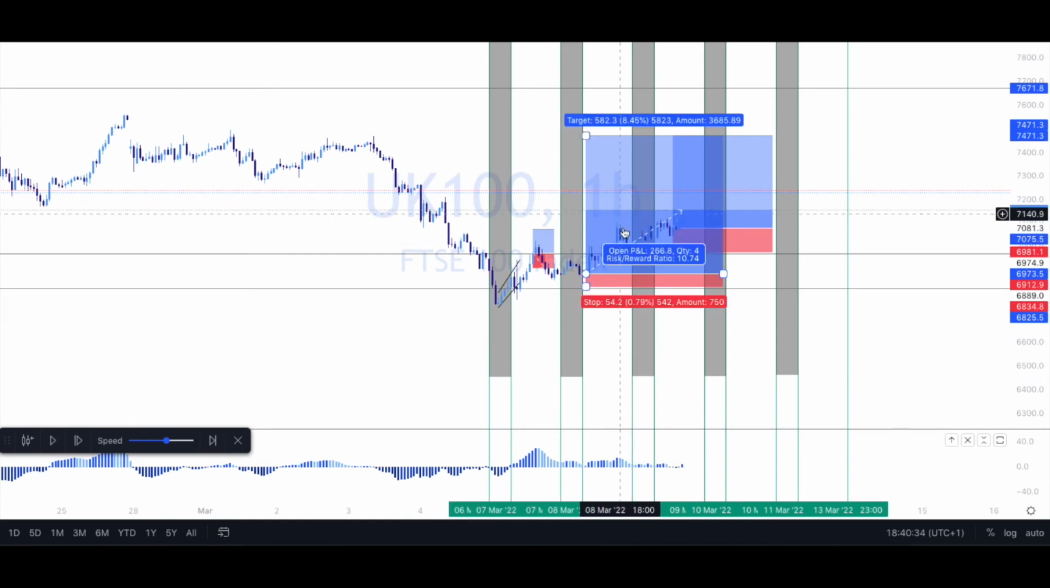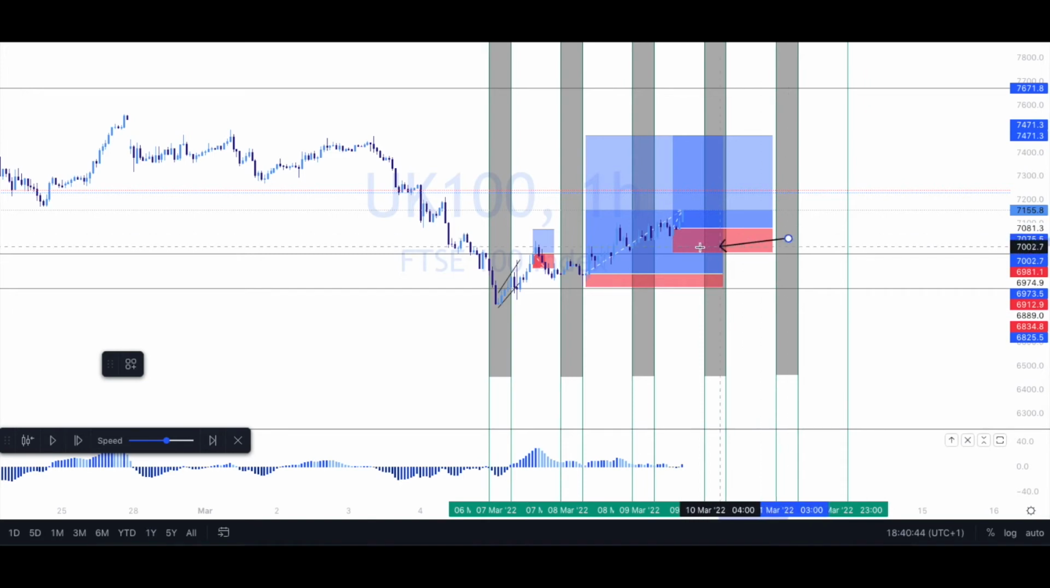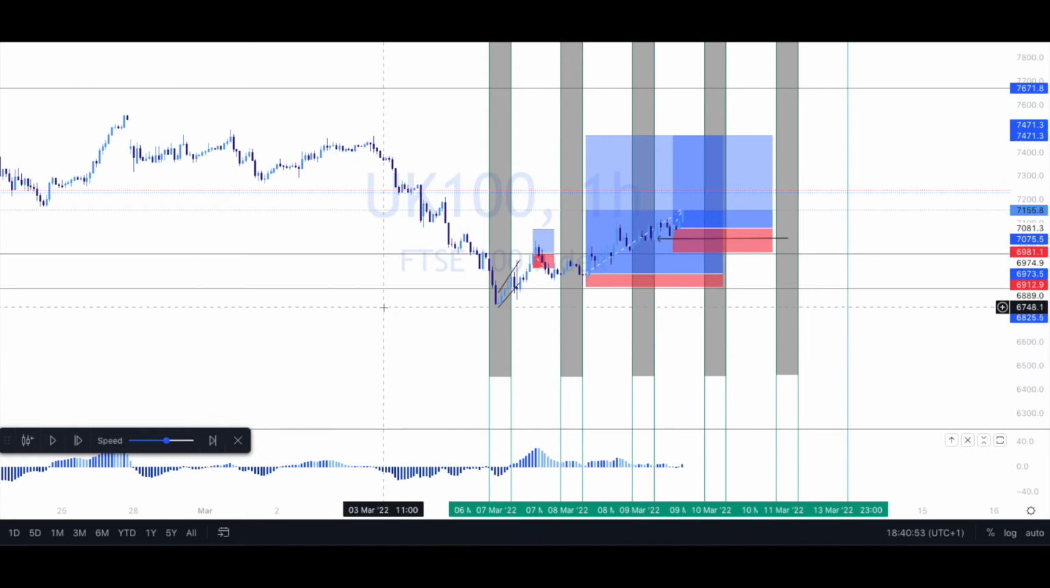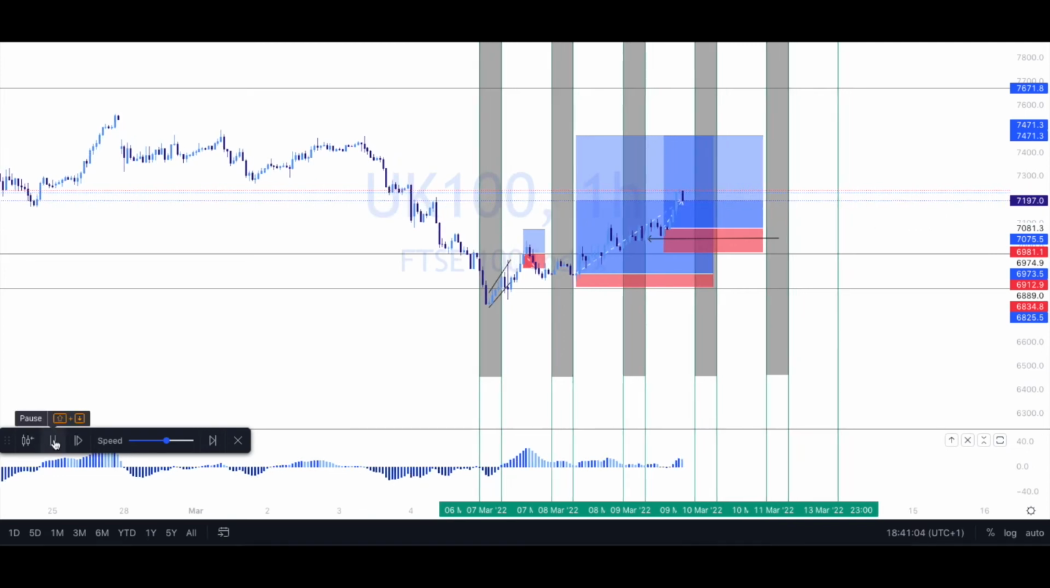And right now at this level, I would have brought in a trailing stop. Whoops, nope, I don't want that. At this level, I would have brought in a trailing stop right under here. Let's make this a little bit thinner. And let's see where this goes so I can lock in some profits, hypothetical profits, by the way.